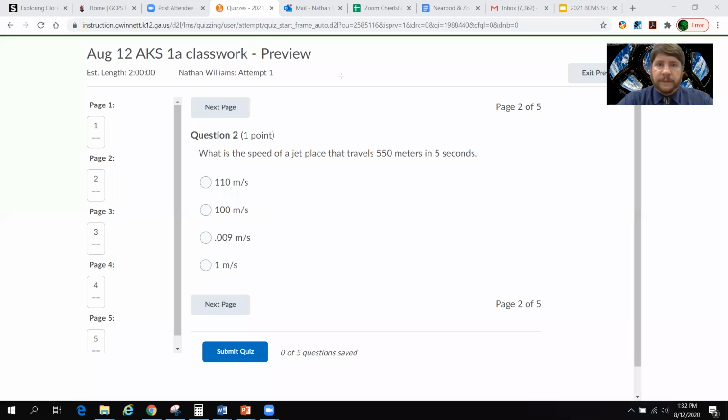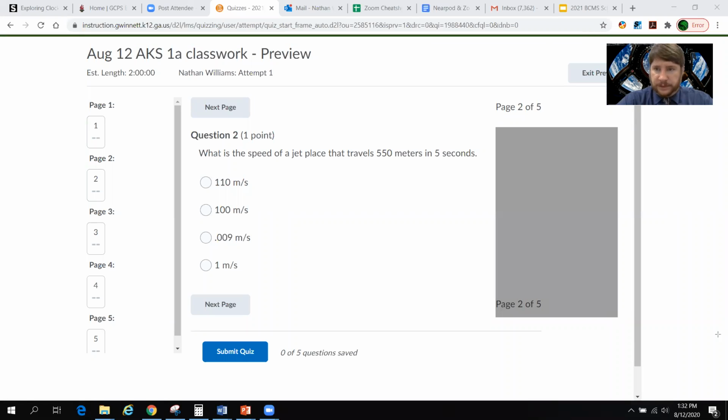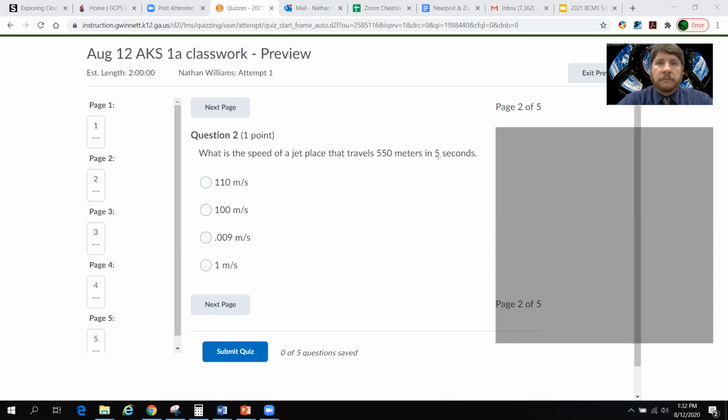Let me draw another little field real quick for this one. This one will be a little bit easier because it's a speed question. All right, so it says, what is the speed of a jet plane that travels 550 meters in 5 seconds? So we get out our speed formula. Speed equals distance over time. Okay, so speed equals distance over time.